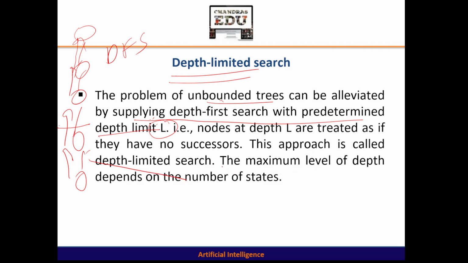So the maximum level of depth depends upon the number of states. If the states are more, that means it is having solutions at the deeper levels always, then we'll try to increase the limit, that is, the maximum level of the depth.